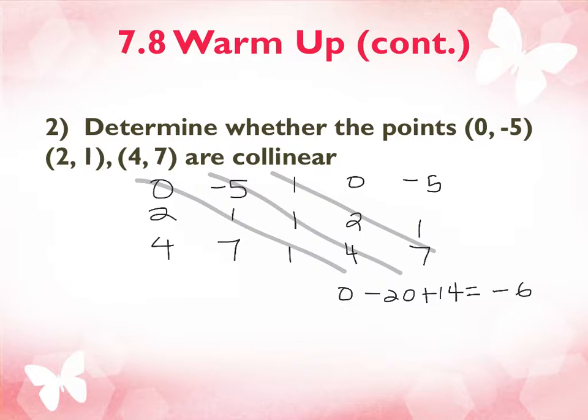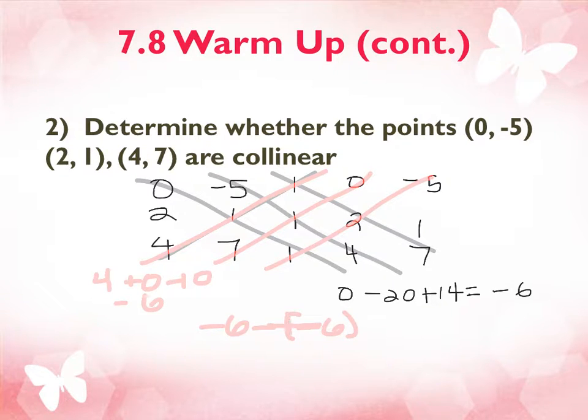And then back the other way. 4, 0, negative 10. Negative 6 minus a negative 6 becomes plus 6, which is 0. So these are collinear. So the question says determine whether they are, not just the work, but the answer. You got to give them both parts. So the answer is that they are collinear, and the work is the backing of it.